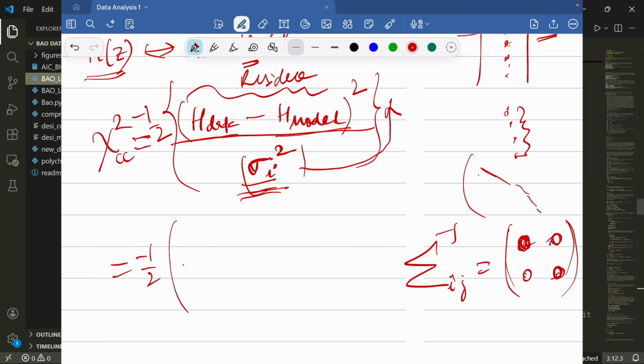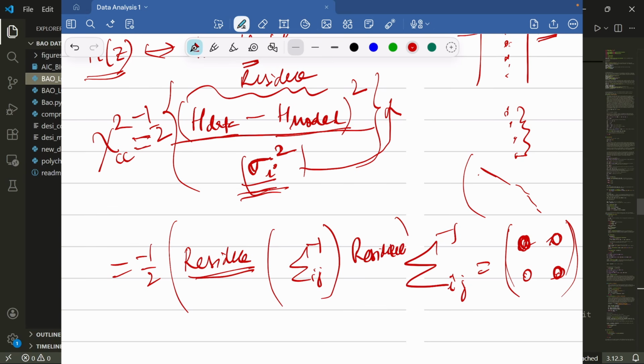All right, so I will take the residue. Now this is the square, so I will take one, and then multiply with this sigma ij inverse, the inverse of the covariance matrix, and then there is the residue. By using this I can estimate the chi-square for other data sets. So this is the method by which we can easily compute the chi-square for any data.